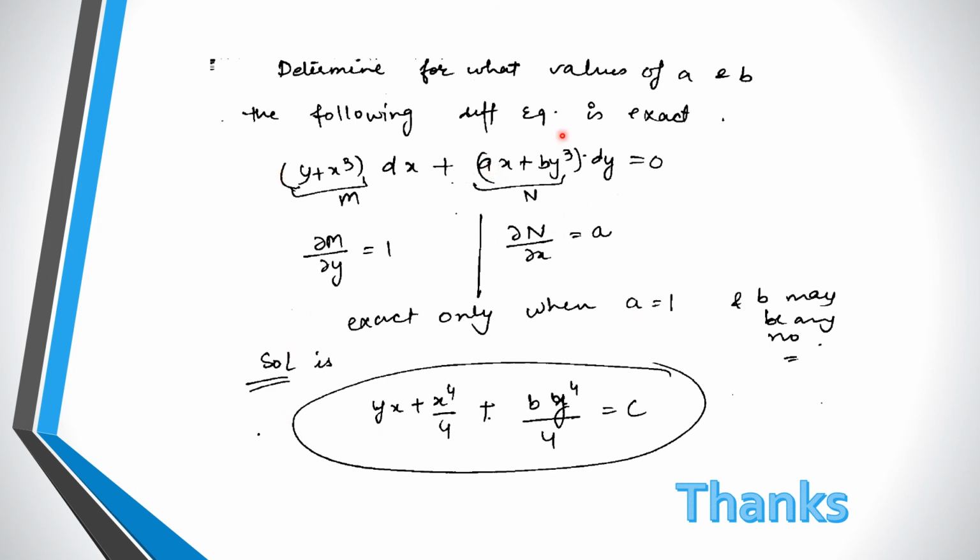because now your equation is exact and the solution will be integration of this with respect to x, okay, by treating y to be constant. So what is the integration? This is y into x plus x to the power 4 by 4. And integration of n with respect to y, considering only those terms which contain no x. So here is the term by cube. So what is the integration of by cube? It is b into y to the power 4 by 4 is equal to c. So this is the solution of this differential equation.